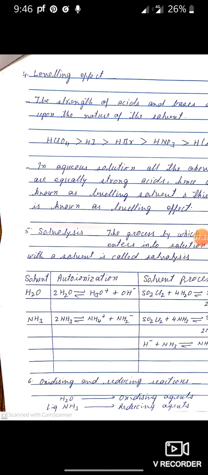For example, water सूटेबल सॉल्वेंट है ऑक्सीडाइजिंग एजेंट्स के लिए, वहीं लिक्विड अमोनिया सूटेबल सॉल्वेंट है फॉर रिड्यूसिंग एजेंट. We find the chemical properties of solvents play an important role in their selection as solvent for different types of solutes.